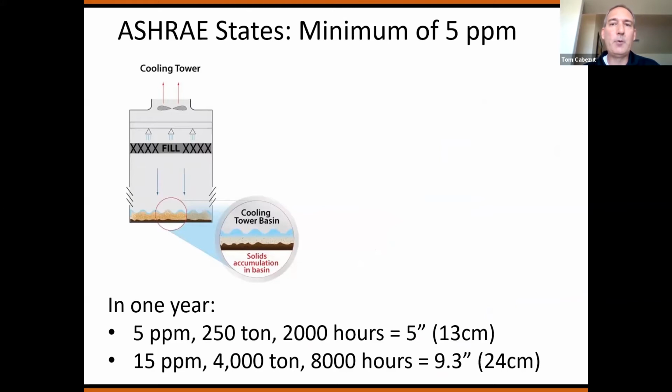ASHRAE states that a minimum of 5 ppm in terms of air quality and what gets entrained into the cooling tower on a 250-ton tower operating 2,000 hours can assimilate up to 5 inches of dirt in the bottom. If you go to 15 ppm, it can go up to 9.3 inches over a given period of time also. And that's operating a 4,000-ton tower, which is pretty good size, at 8,000 hours, which is a very high operating time frame.